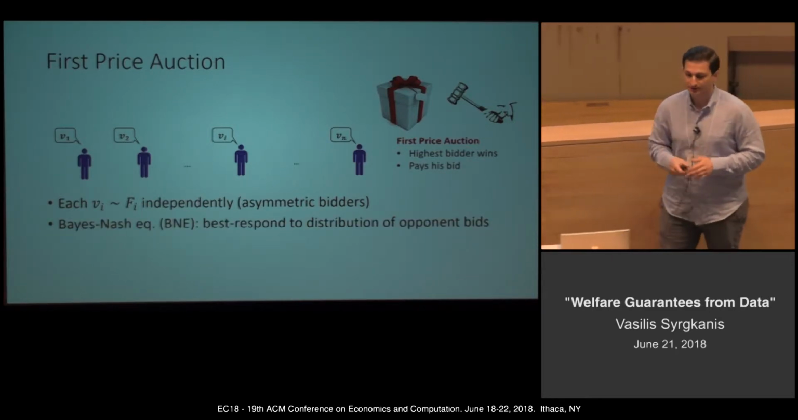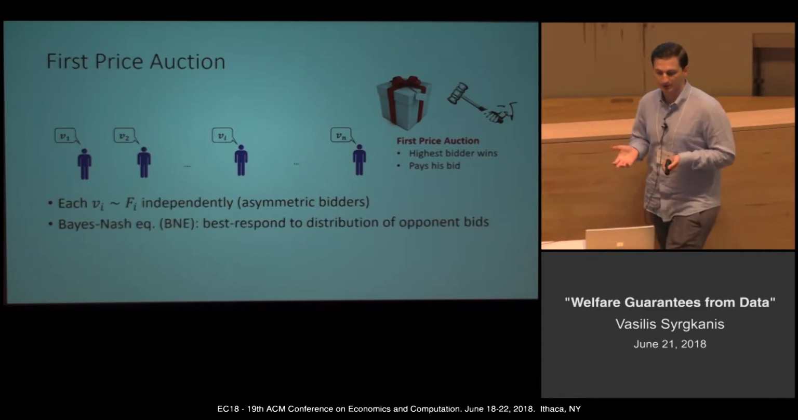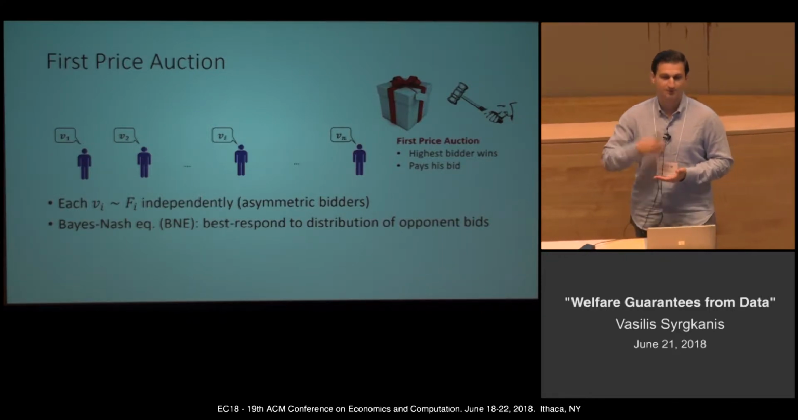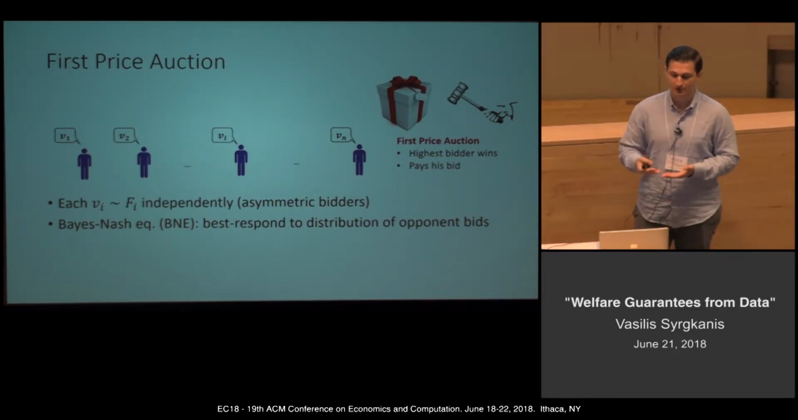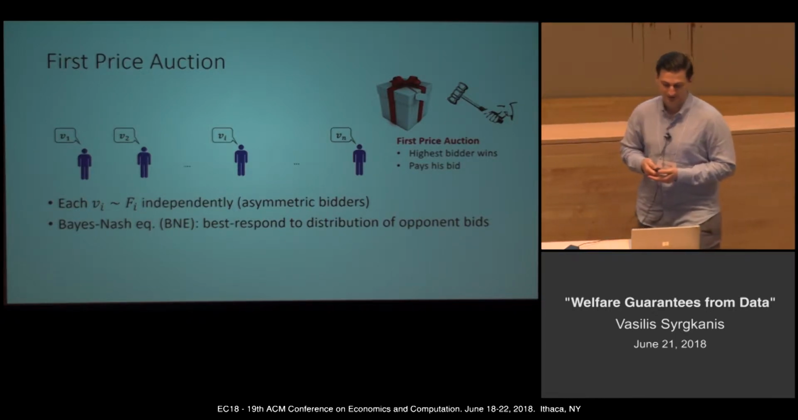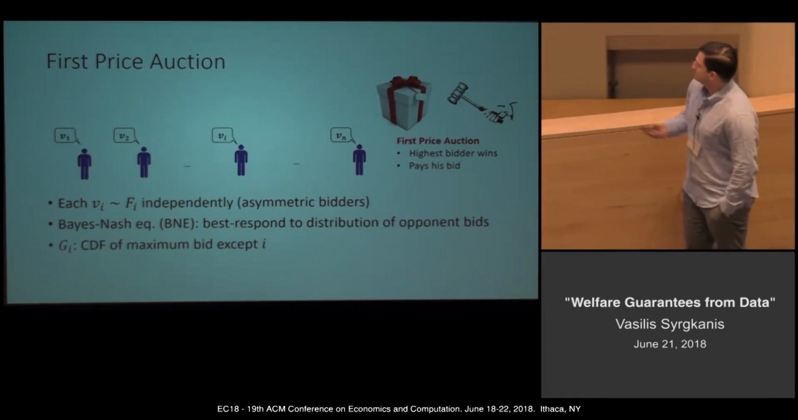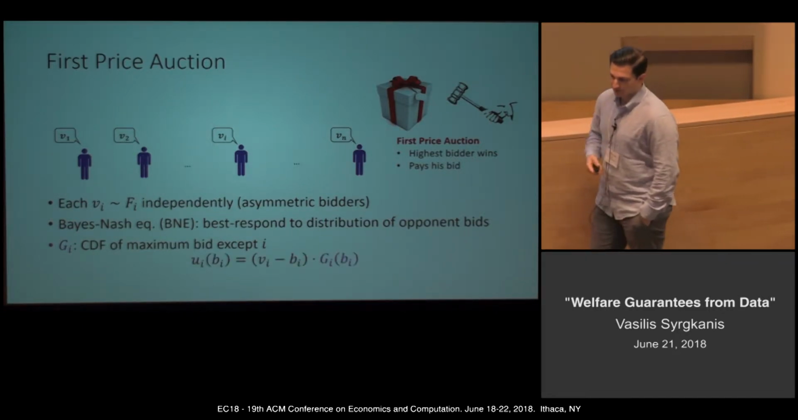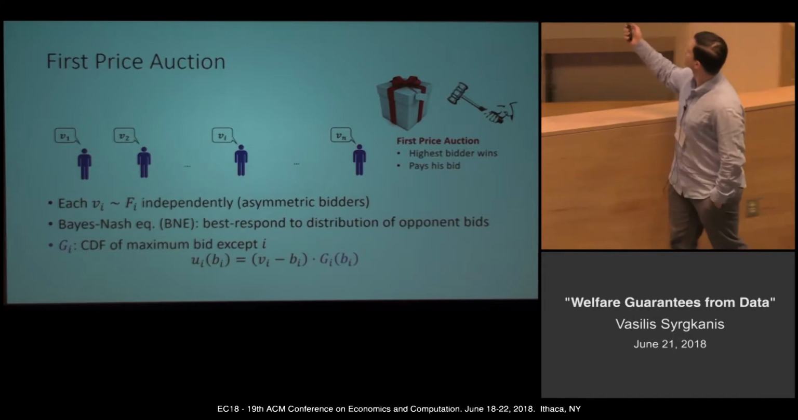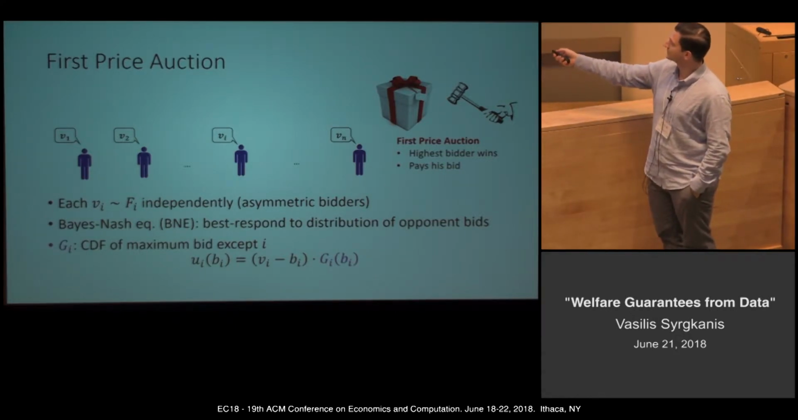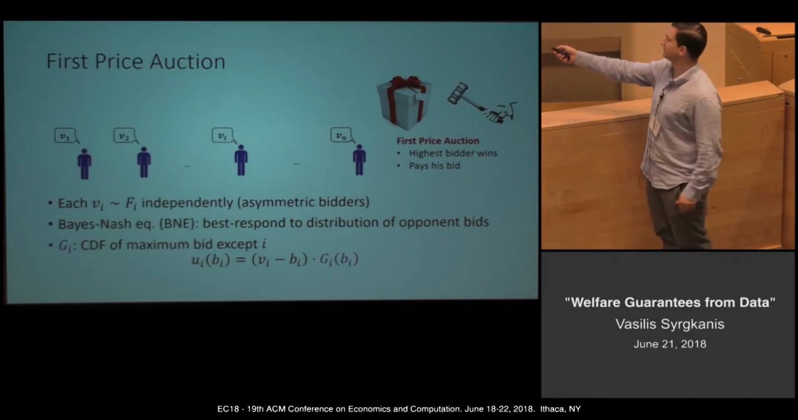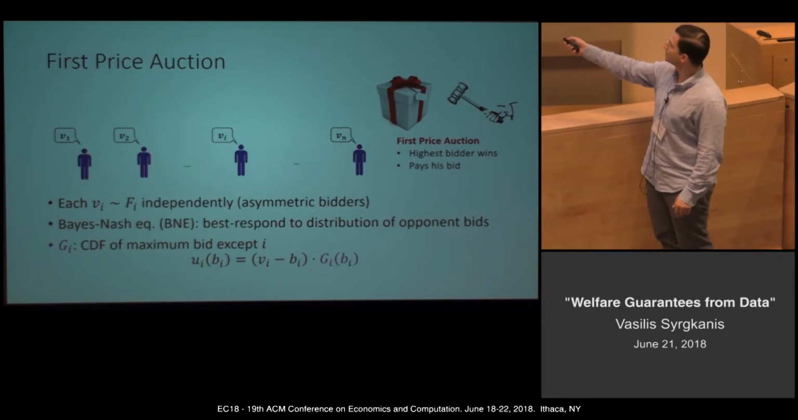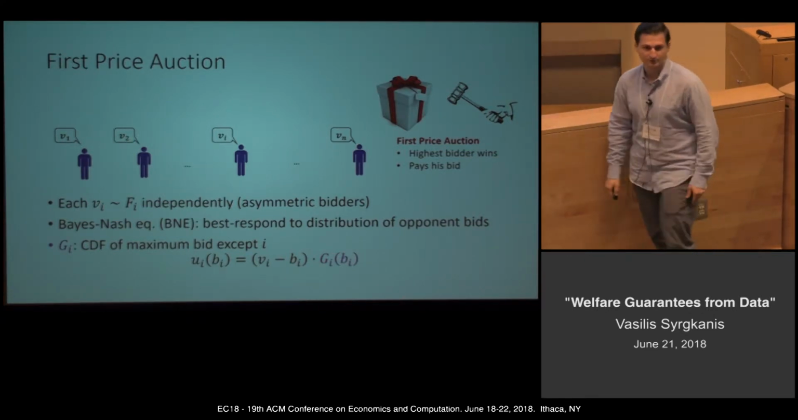We're going to assume that the bidders in this auction are going to play according to a Bayes-Nash equilibrium, which means that, conditional on their value, their bid is going to be a best response to the distribution of opponent bids. So let Gi denote the CDF of the maximum other bid, except player i. Then a player in this auction is going to believe that he's getting an expected utility from any bid bi that is equal to his value minus his bid multiplied by the probability of winning, which is exactly equal to the CDF evaluated at that bid bi.